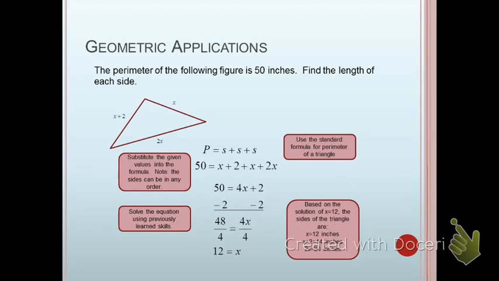So we know that one of the sides is 12 inches long. One of the sides is x plus 2, so we need to plug the 12 in for the x. So 12 plus 2 is 14 inches long. And the other side, 2 times x, will equal 2 times 12, which will make it 24 inches long. And if you needed to check your answer, you could add up those three numbers, 12 inches, 14 inches, and 24 inches, just to make sure it is indeed equal to 50 inches.